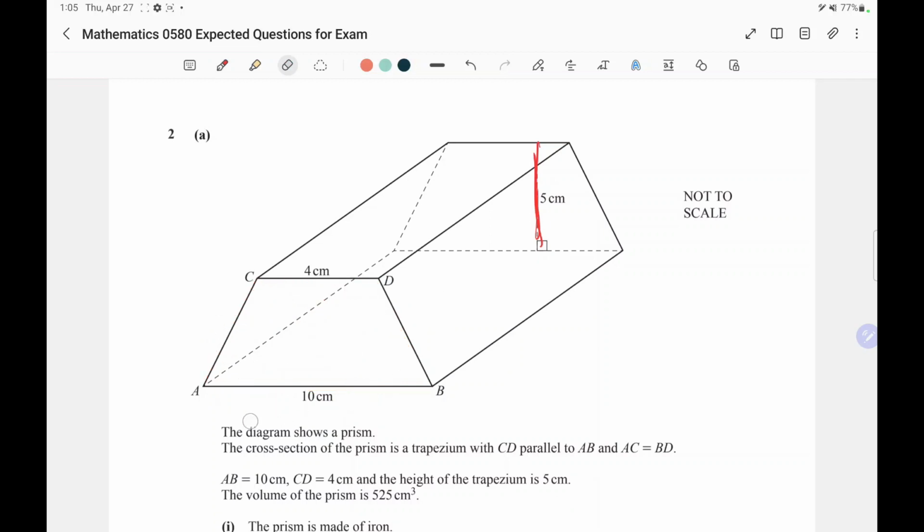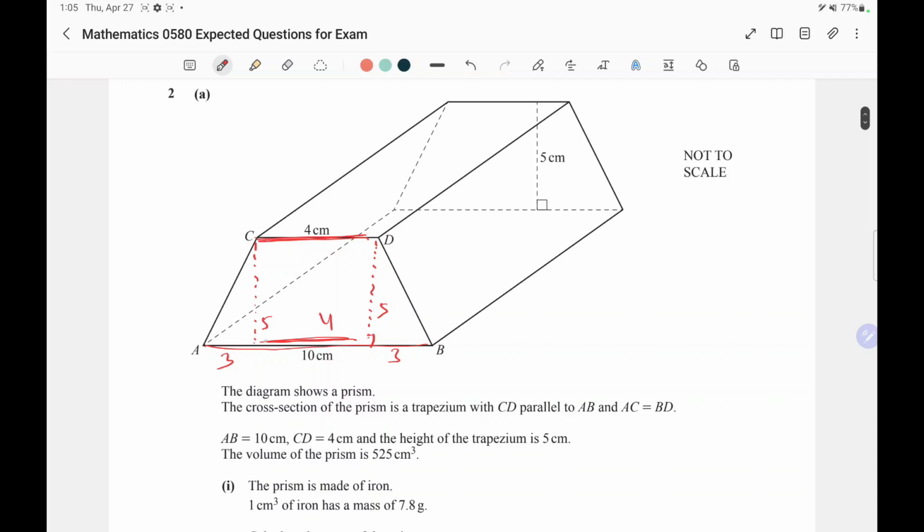So let's erase everything. This length will also be 5, and this length will also be 5. And this is 4, so this will also be 4. Total is 10, so 6 is remaining. It means this will be 3 and this will be 3. And this will be 90 degrees as well.